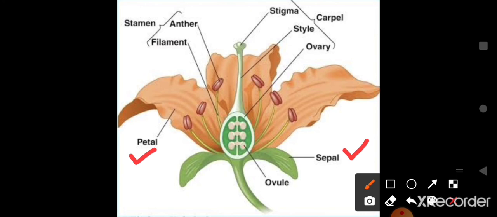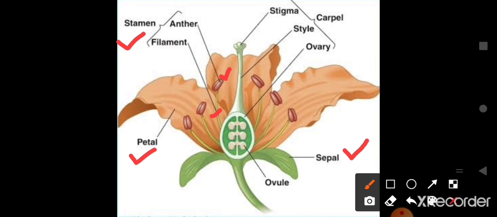As the petals are brightly colored, petals help in attracting insects, and those insects help in pollination. Now our next portion is stamen. Stamen is the male reproductive part of the flower. The stamen again consists of two parts. Upper part is known as anther, and the lower thread-like structure is known as filament. The anther contains the pollen grains.